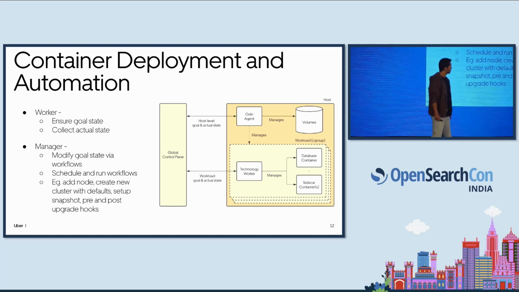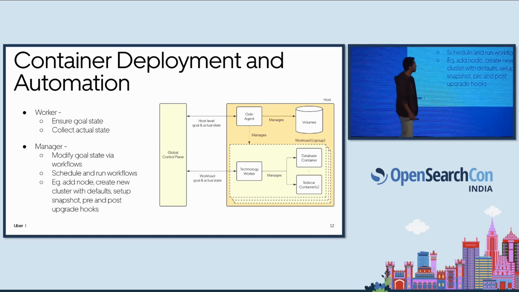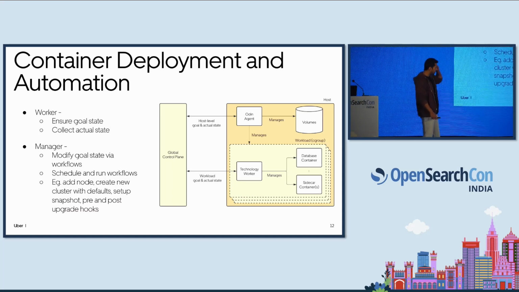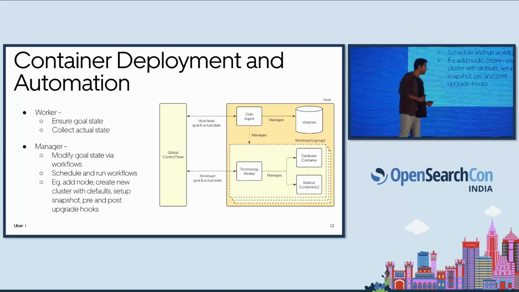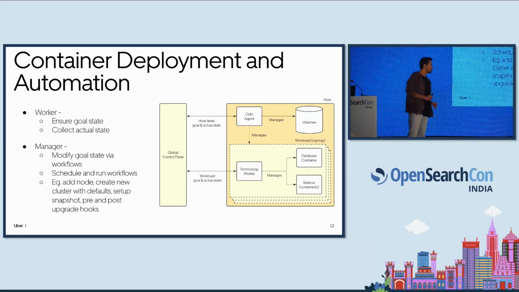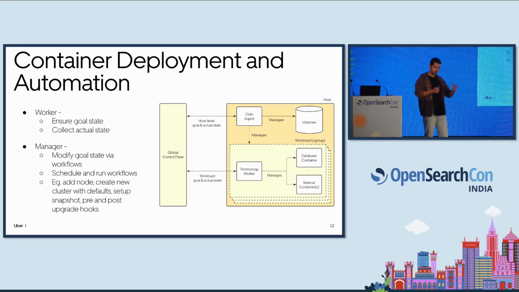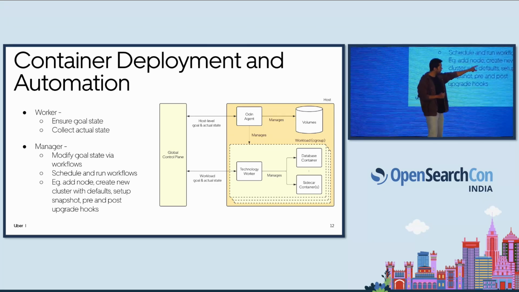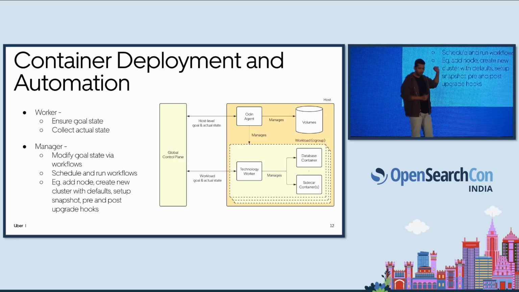So just to concretize what I talked about, we start with a database container. The database container is where our core OpenSearch code is deployed. Along with the database containers, you have a bunch of sidecar containers, which is the white box that you see on the right. These sidecar containers could be an Nginx proxy, or it could be an OS dashboard plugin. Then we define another sidecar container, which is the technology worker.